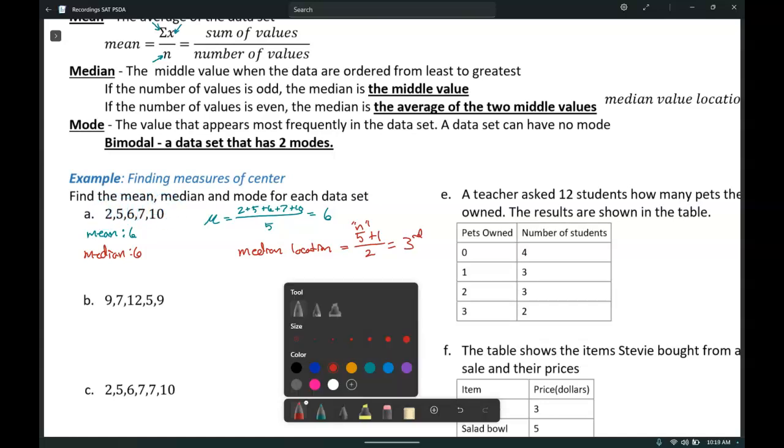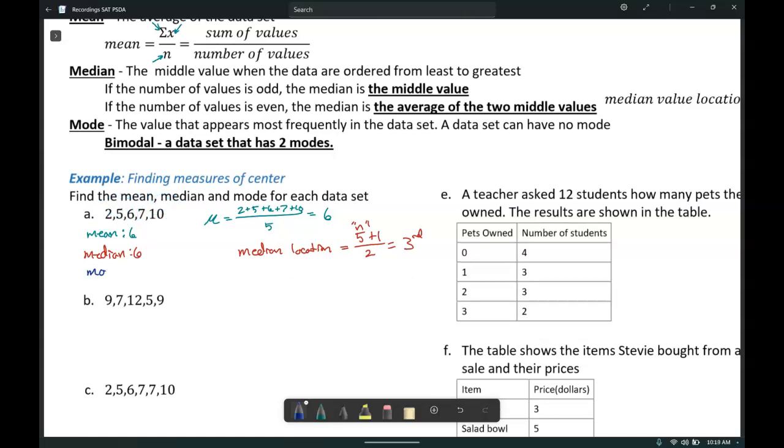Now we're going to look at mode. Mode, the number that appears the most. Well, 2 only shows up once, 5 only shows up once, same with 6, 7, and 10.